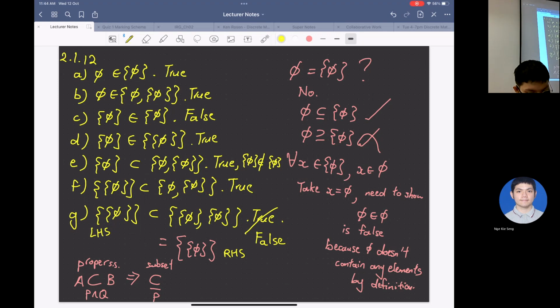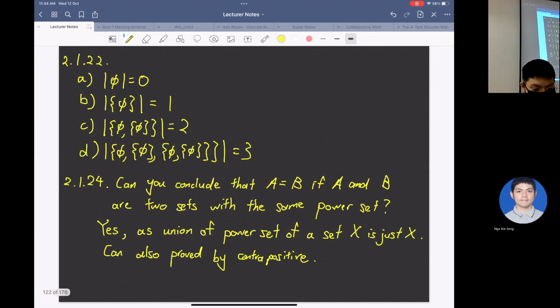Okay or not? I think I got it. Okay, 2.1.22. The cardinality of the empty set is 0. The cardinality of the set of the empty set is 1. The cardinality of the set containing the empty set and the set of the empty set is 2. Then this one is 3.